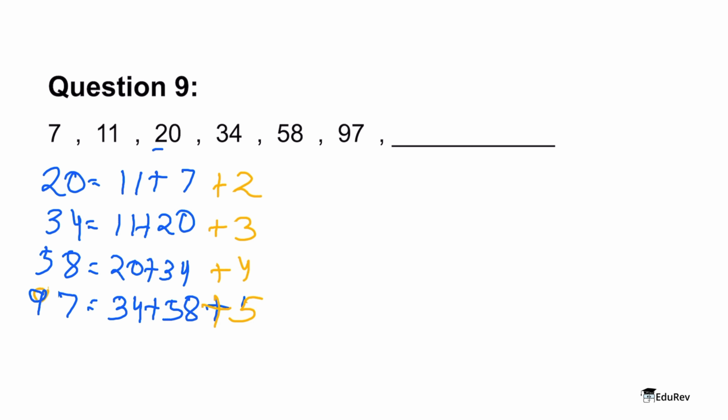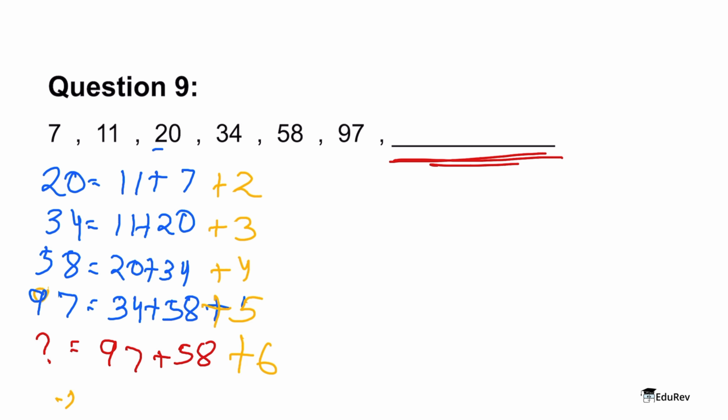So to get this new number, what do we have to do? We have to add 97 plus 58 and then add 6 to it. So if we do that, what do we get? For 97 plus 58 plus 6, the number we get here would be 161. So here the correct answer is 161, because 97 plus 58 gives us 155, and then adding 6 to it will give us 161. So that is the correct answer here.